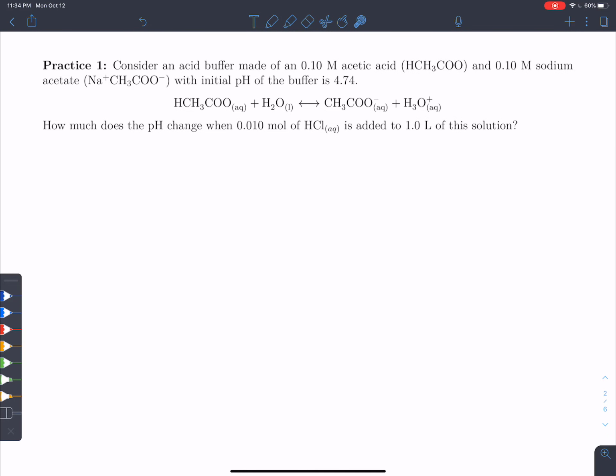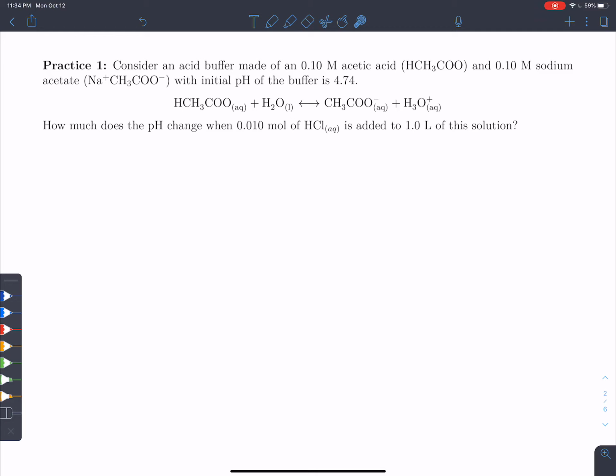So we have the same situation. We have 0.1 molarity acetic acid and 0.1 molarity sodium acetate with a pH of 4.74. The question asks us, by looking at this equilibrium equation of the buffer, what happens to the pH when we add 0.01 moles of HCl and we have 1 liter of the solution at hand.